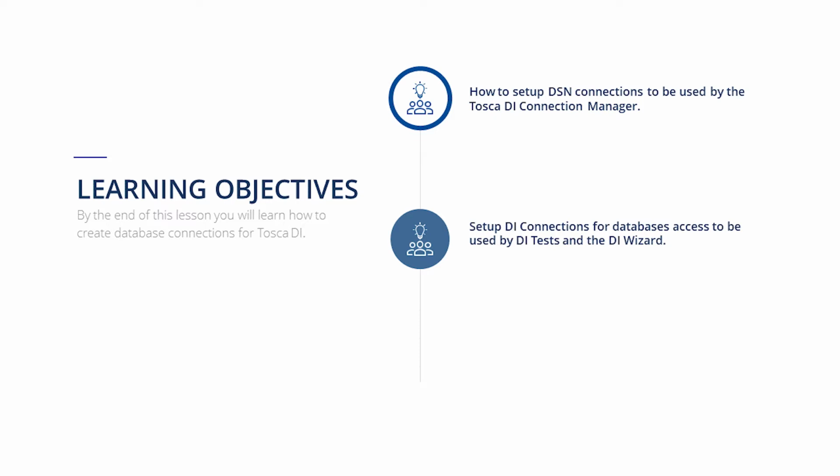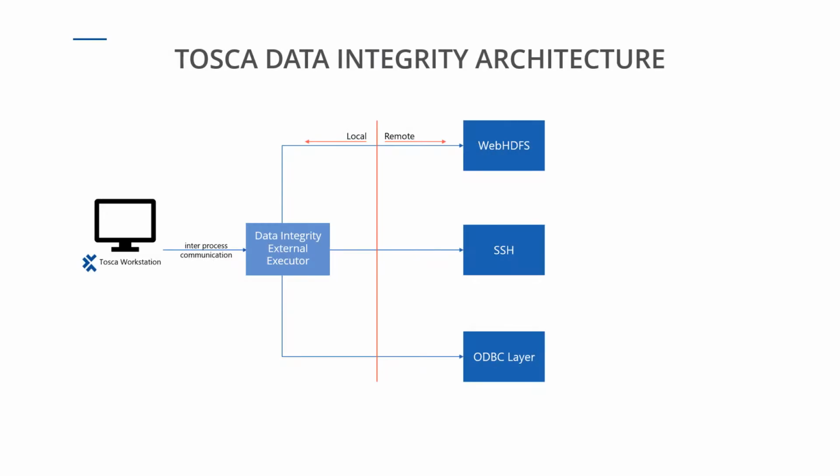Tosca DI has out-of-the-box connectors to securely connect to local and remote files, on-premise and cloud data sources. The DI executor is external to Tosca, as seen in the previous lesson, which connects either locally or by using the ODBC, Web HDFS or SSH connections seen here. Other connections are available which require enabling and setting up based on your Tosca version.